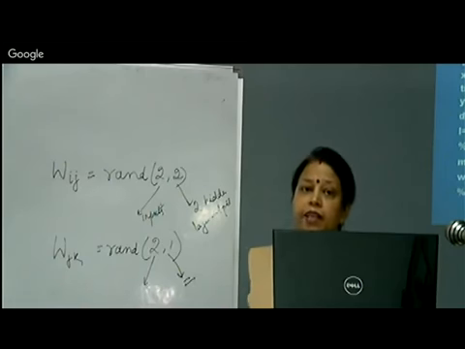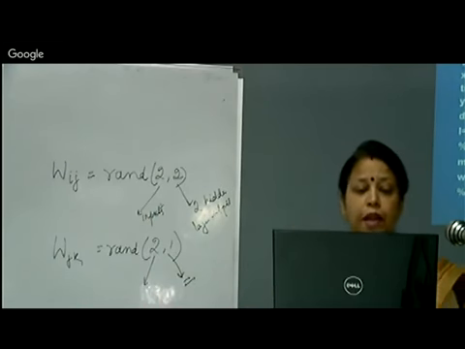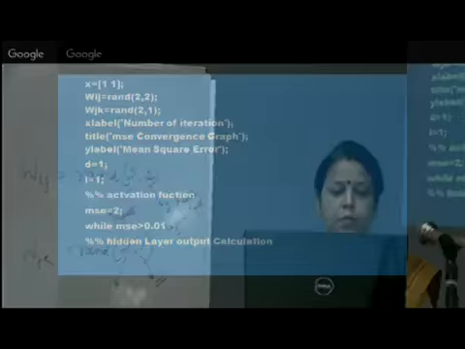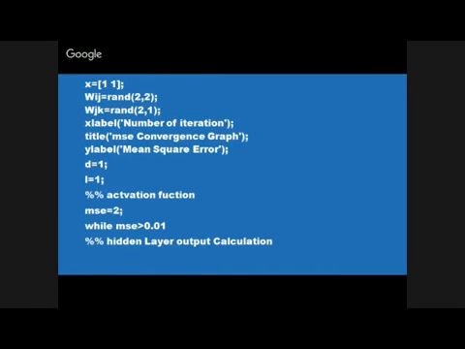That's why we are taking the weights equal to a random function, 2 comma 1. Now there are some basic commands: your x label, number of iterations, title, MSE convergence graph, and your y label, mean square error. These are the very basic ones.